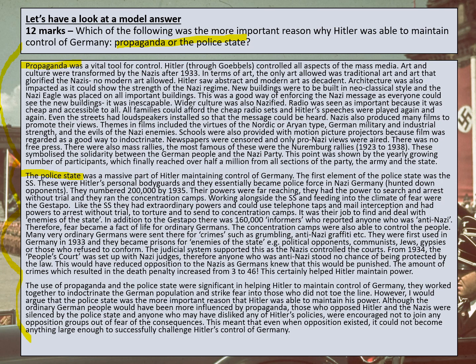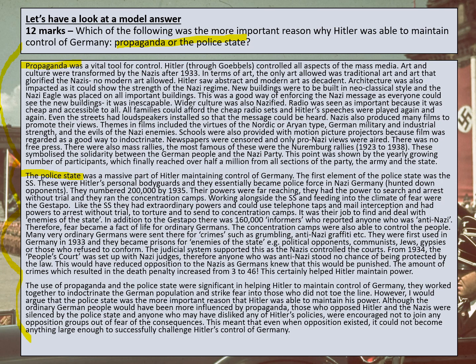Working alongside the SS and feeding into the climate of fear was the Gestapo. Like the SS, they had extraordinary powers and could use telephone taps and mail interception, and had powers to arrest without trial, to torture, and to send to concentration camps. It was their job to find and deal with enemies of the state. In addition to the Gestapo, there were 160,000 informers who reported anyone who was anti-Nazi. Therefore, fear became a fact of life for ordinary Germans.